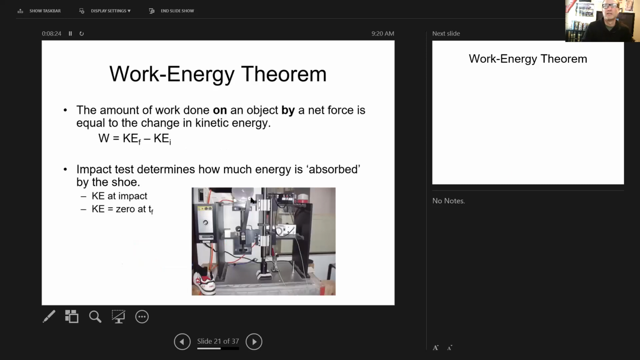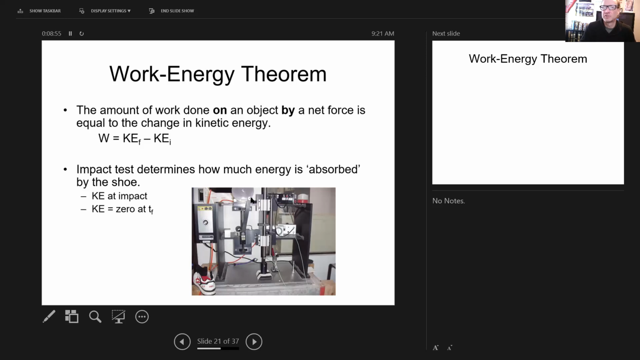Okay, so now the work energy theorem. Work and energy have the same set of units, joules. They're related to each other. The amount of work done on an object by a net force is equal to the change in kinetic energy. This is the work energy theorem. The amount of work done on an object by a net force, or this is just all the forces added together, is equal to the change in kinetic energy.